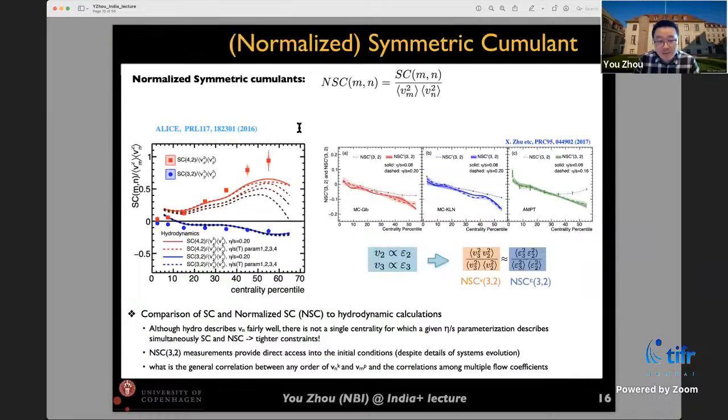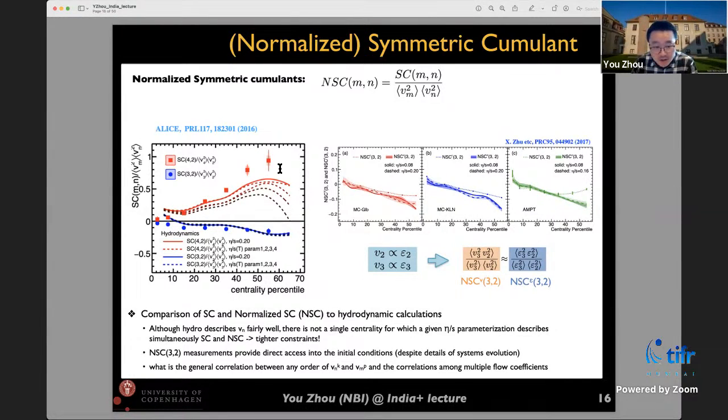This measurement was published in PRL as an editors' suggestion back in 2016. What we can see here is that the red points are the symmetric cumulant. You can also take the symmetric cumulant normalized by the flow coefficients, as a function of centrality.